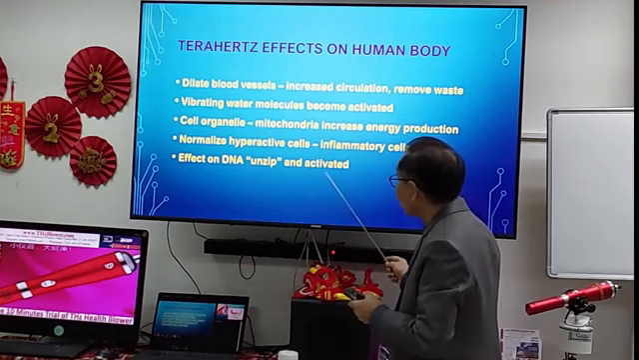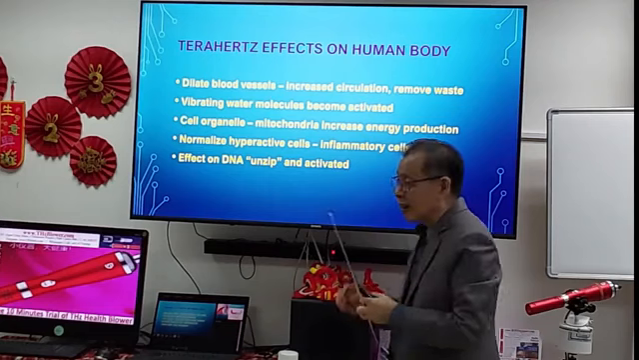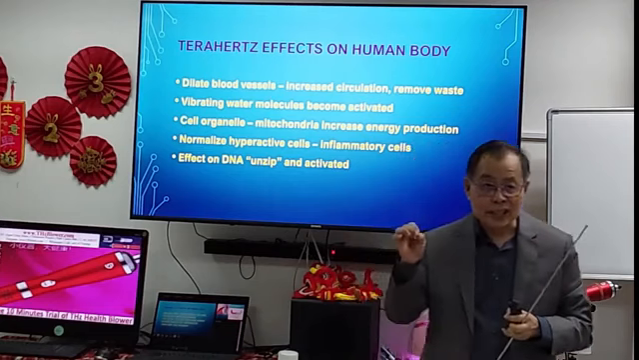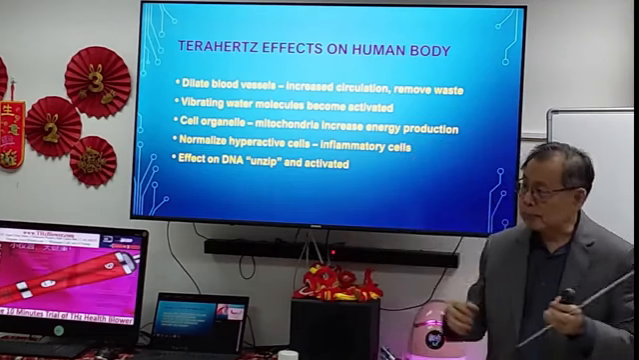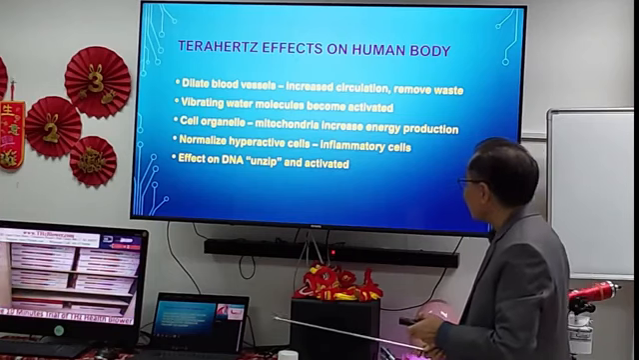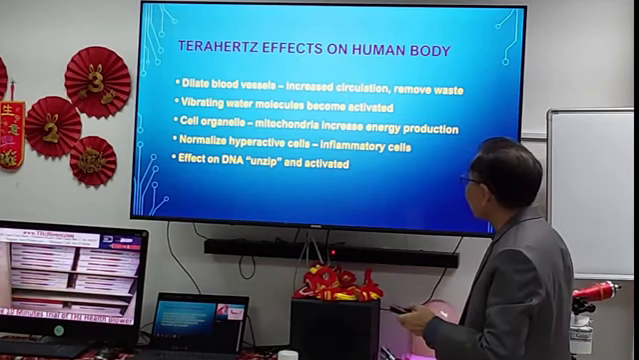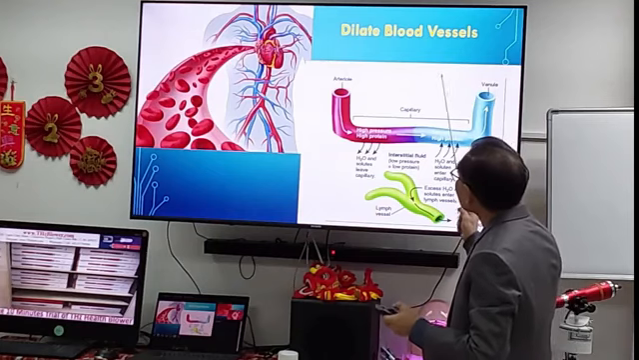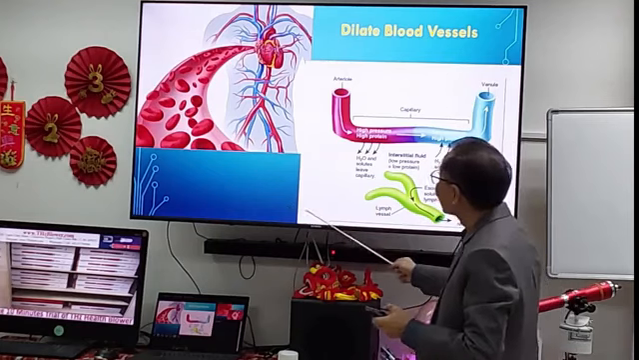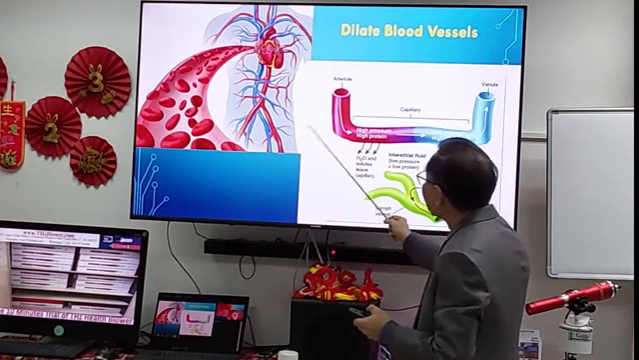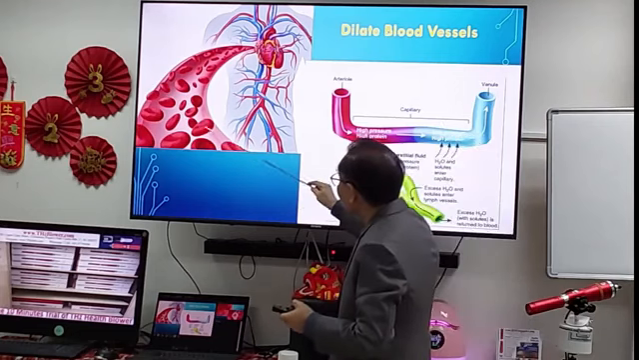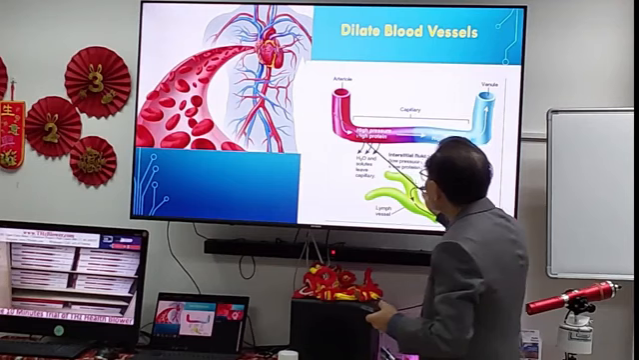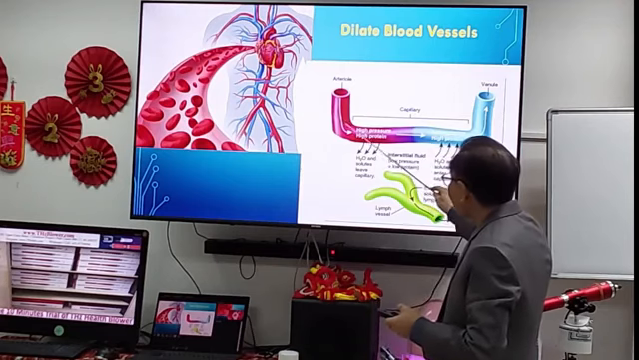And of course, one important part is that it has an effect on DNA. It actually can unzip DNA, open up DNA, and therefore activate it. So this is a summary. I'll take you through. So one very important thing is that you open up blood vessels. Okay? So the blood vessels here, when you shine terahertz wave, they open up. And when you open up, blood will flow through.